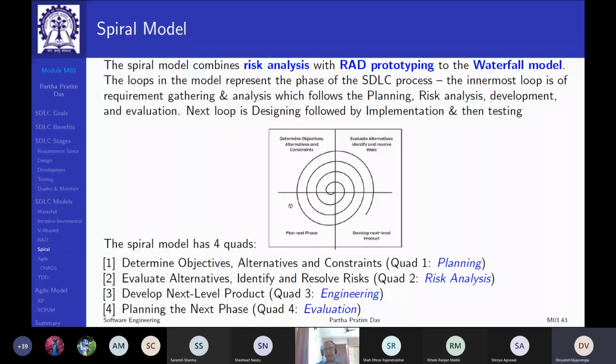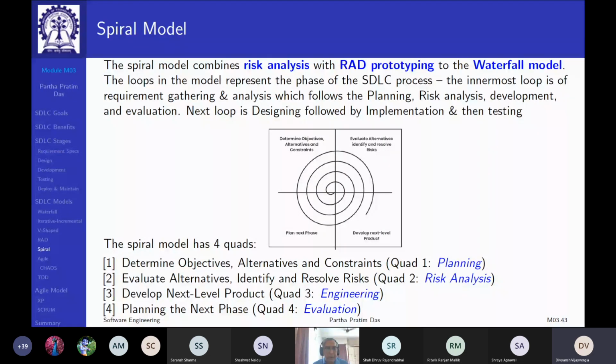So you can see that this is basically RAD, shown in a different way. In RAD also you were cycling through, but the specific name Spiral model has evolved with the specific connotation of involving risk analysts in the whole process. There are specialists as risk analysts which analyze the risks that are involved, and these Spiral models and all have come into SDLC from other areas of engineering like civil construction and so on, where you regularly do these kind of things.